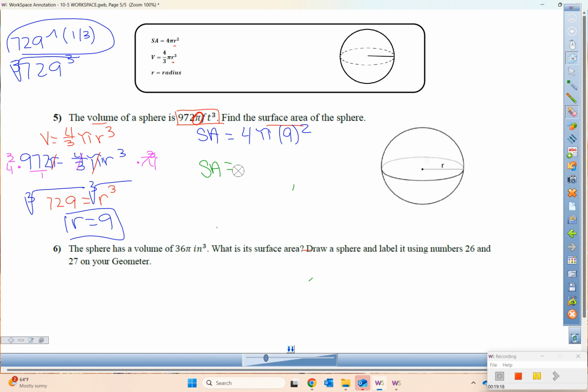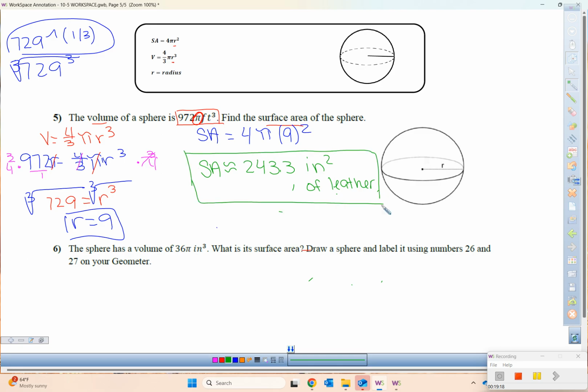And I'm going to change these to approximation marks. And I get a number like 243.3 inches squared. And this is going to be of leather. Okay, any questions on that? We all come up with the same thing? Okay, very good. So number 6, the sphere has a volume of 36 pi. What is the surface area?